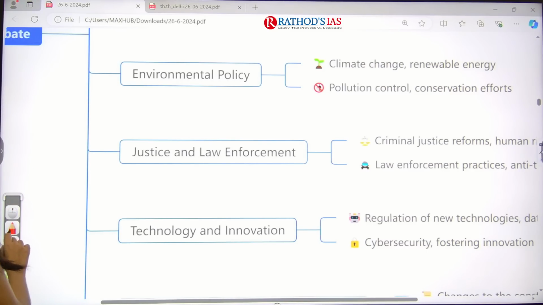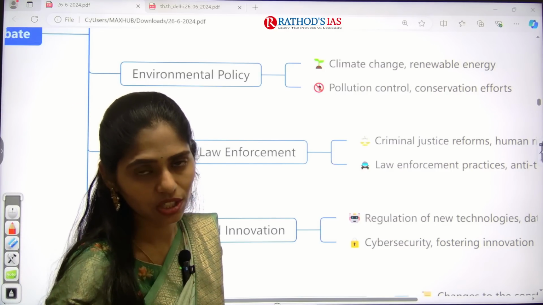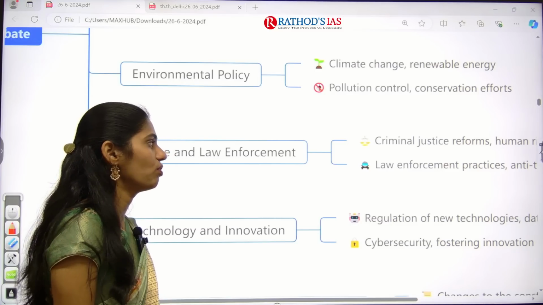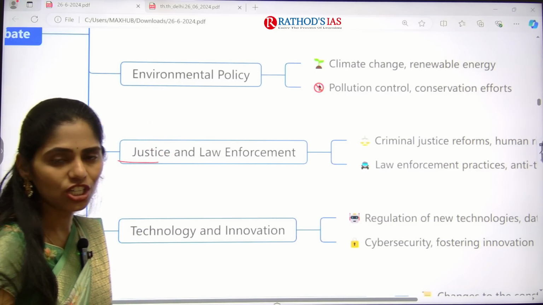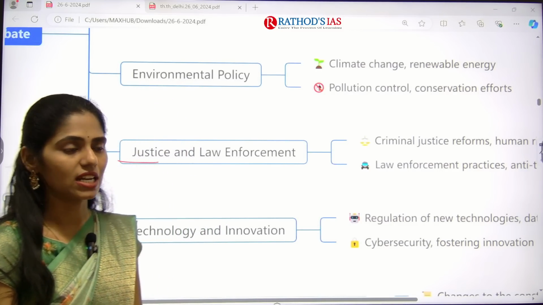And next one is even regarding justice and law enforcement. Like recently we came up with the repealing of IPC, CrPC, IEA. So that comes under criminal justice reforms and law enforcement changes or practices. If you want anything, yes, we are going for debates and consensus.